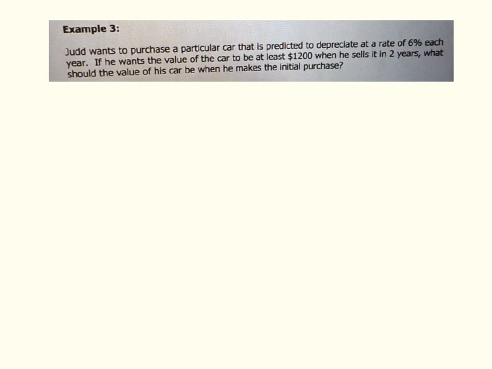And our last example says, Judd wants to purchase a particular car that is predicted to depreciate at a rate of 6% each year. If he wants the value of the car to be at least $1,200 when he sells it in 2 years, what should the value of the car be when he makes the initial purchase? So we're just looking at this each year, so we're going to use simple interest. So our equation is A is equal to P times 1 plus or minus r, all raised to the t power.